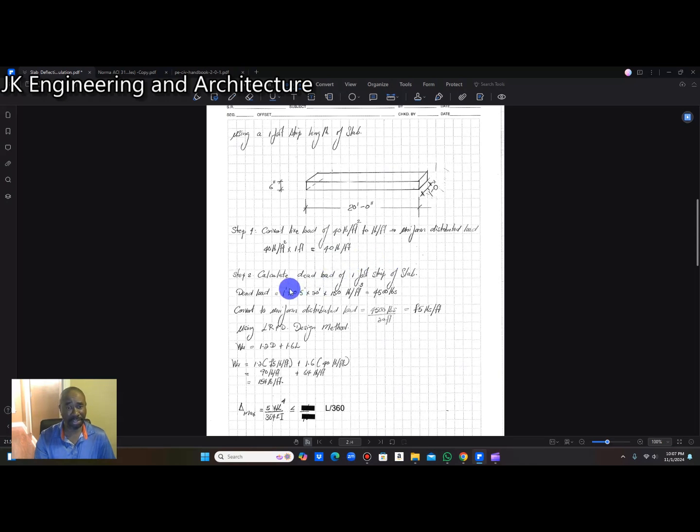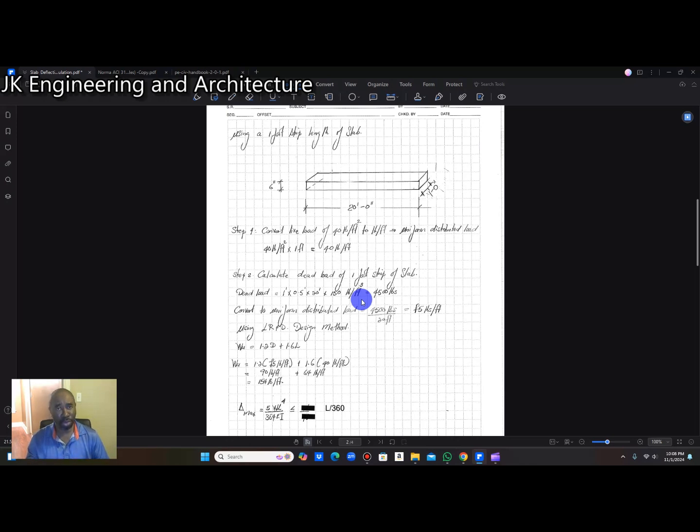The second step is to calculate the dead load of the 1 foot strip of the slab, right? So our dead load is going to be the 1 foot, right? The slab is going to be 6 inches thick, which is going to be 0.5 feet, and the length of the slab is going to be 20 feet times 150 pounds per cubic feet, right? So the weight of reinforced concrete is 150 pounds per cubic feet, or 24 kilonewtons per meter cubed.